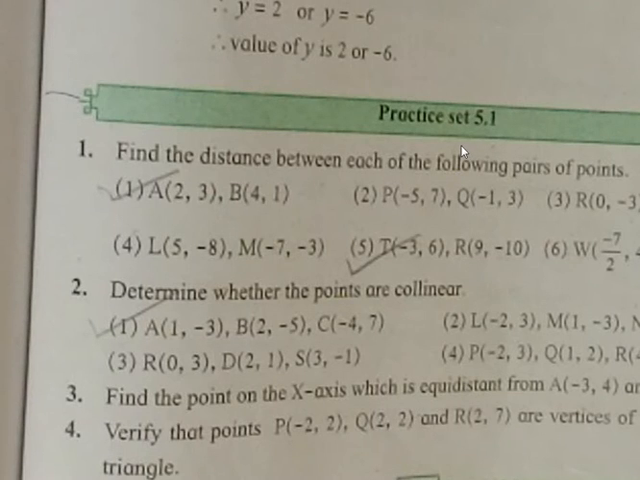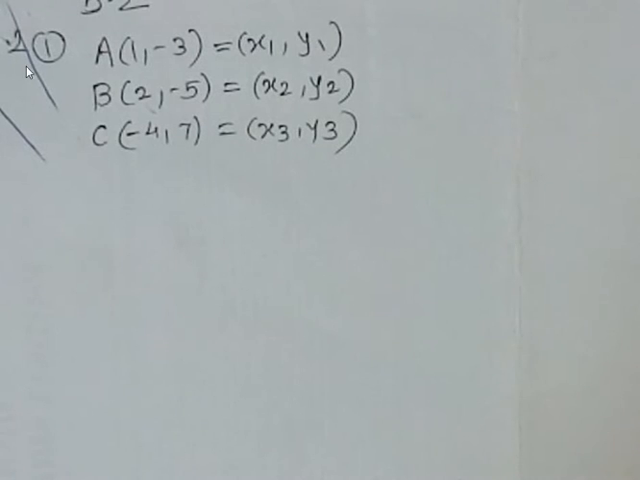Now see practice set 5.1 question 2. Determine whether the points are collinear or not. First points are A (1, minus 3), B (2, minus 5) and C (minus 4, 7). Now see question number 2, problem number 1. Let A (1, minus 3) be equal to (x1, y1), then B (2, minus 5) equals (x2, y2) and C (minus 4, 7) is equal to (x3, y3).